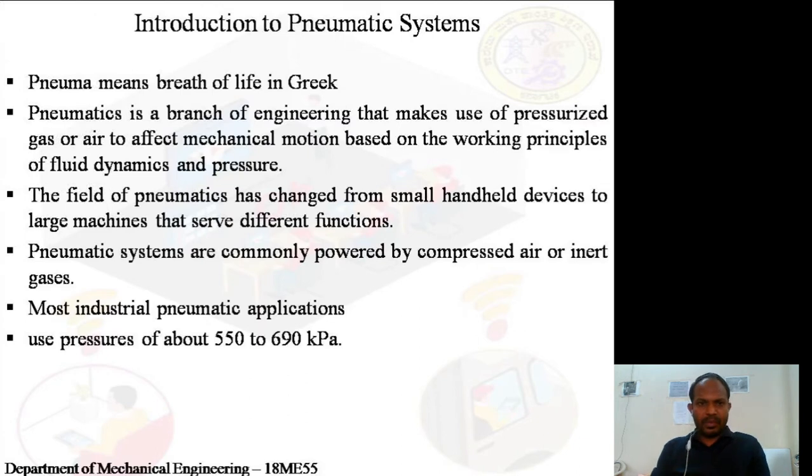Now let me go through the pneumatic systems. My dear friends, I'll give you a small example. You have a rock or a stone which may be 100 grams. You keep around 100 kg of load onto that. Obviously, it will certainly break or it may lead to some cracks.